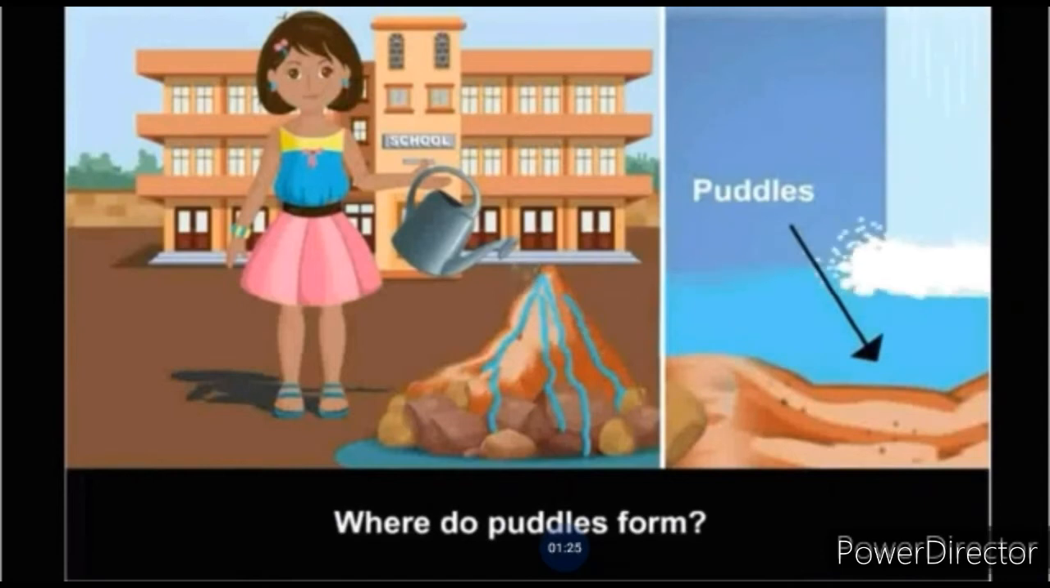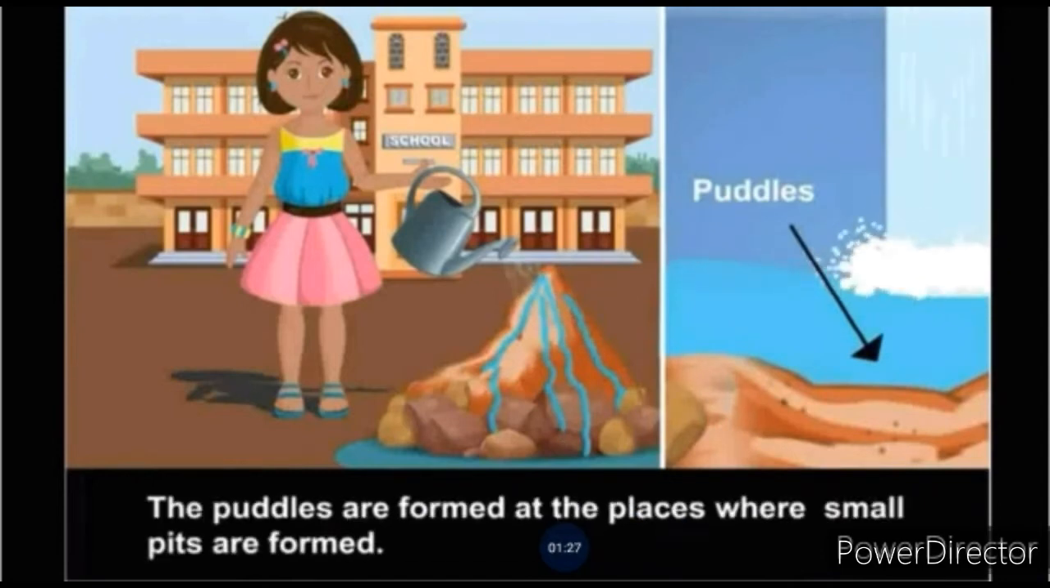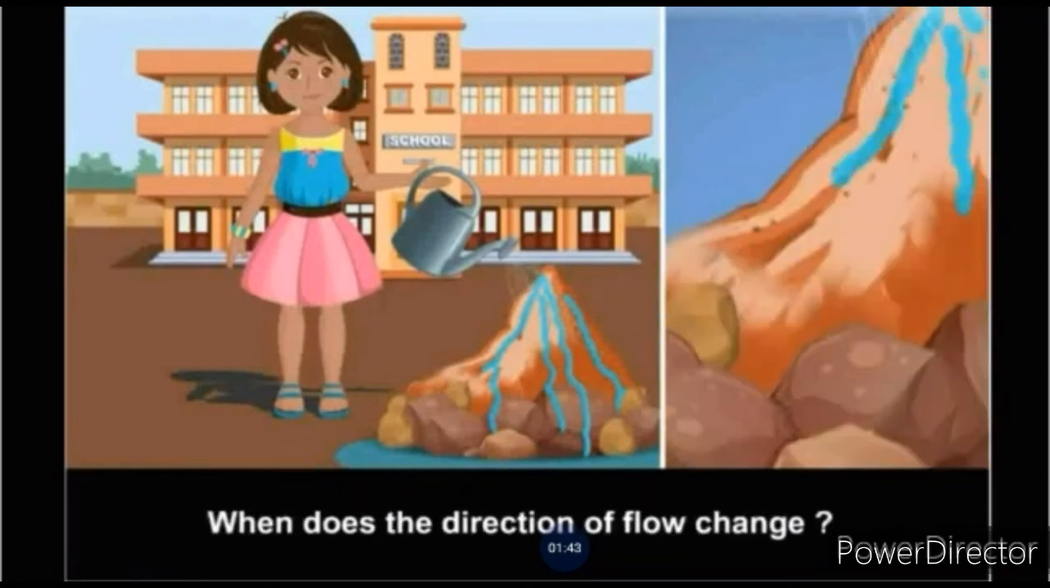Where do puddles form? Puddles means small pools of water. The puddles are formed at the places where small pits are formed. Means small holes are there. There the puddles form. Means a pool of water is formed wherever there are pits.